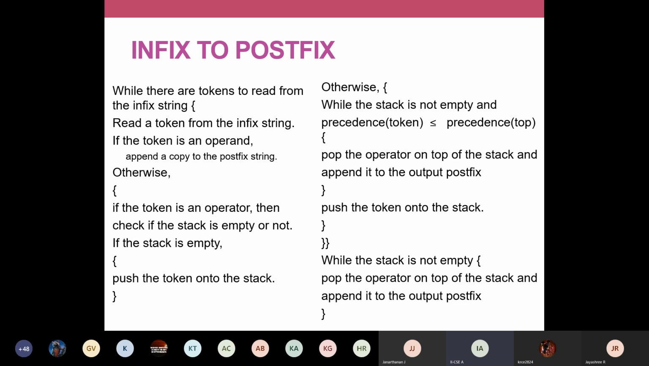Similarly, when your stack has a star and the input has a plus, which one should we execute first? We should execute the star first. So the star from your stack will be removed first. Remember that if your input and stack have operators at the same time, I should write the operator that has the highest precedence to the output. Otherwise, we are going to push the input token into the stack.